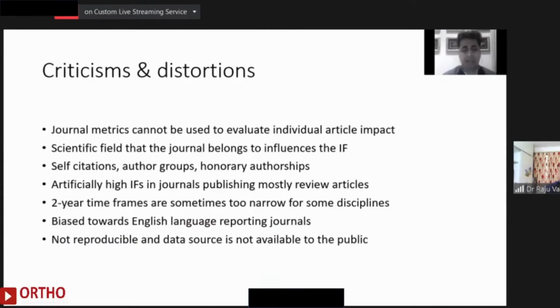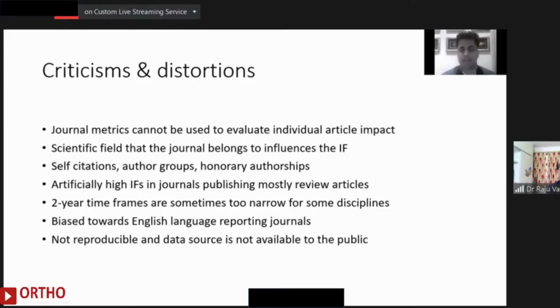Unfortunately, we all understand that journal metrics can never be used to evaluate an individual article's impact, because you may find that one particular article in a journal may be cited 1,000 times, but the rest of the articles in that journal are not. So that distorts the journal impact factor. Also, the scientific field that the journal itself belongs to influences the impact factor. If it is something to do with the basic sciences, as I mentioned earlier, it has more citations and therefore increases the impact factor. Articles from journals like Nature or basic sciences journals usually have a higher impact factor, simply because they have to be cited by other researchers as well.